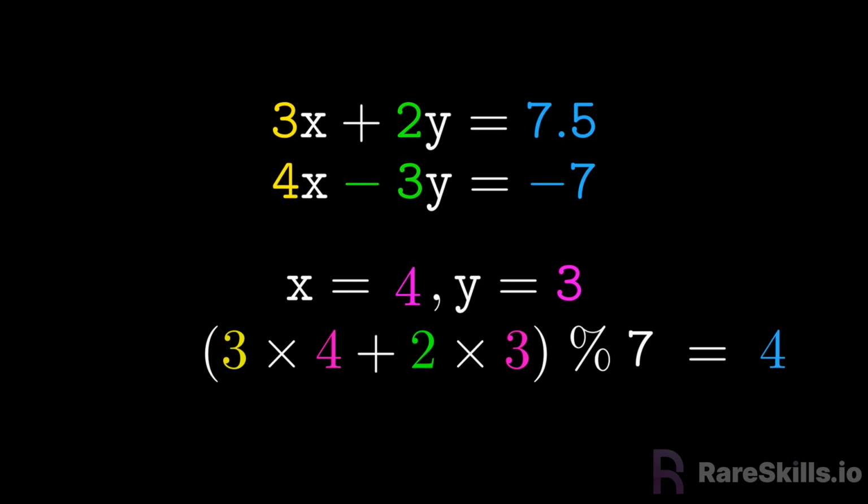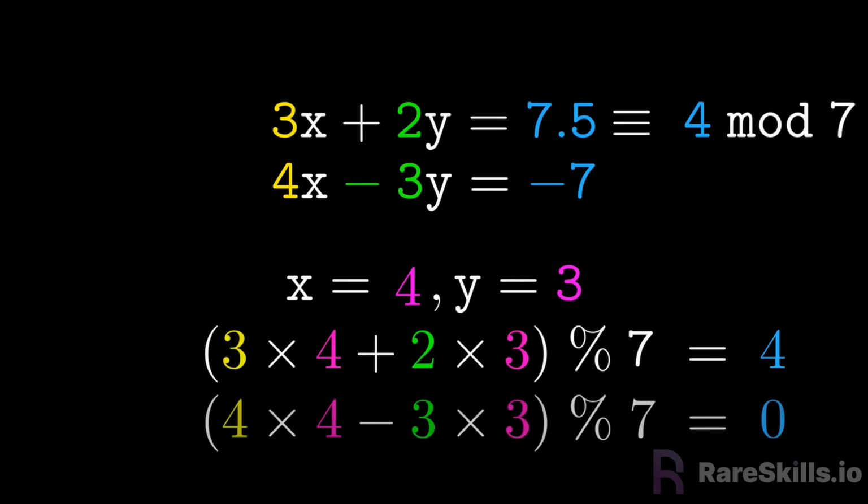And our assertion is right because 7.5 is congruent to 4 modulo 7. Likewise, 4 times 4 minus 3 times 3 modulo 7 is equal to 0, which is right because negative 7 is congruent to 0 mod 7.